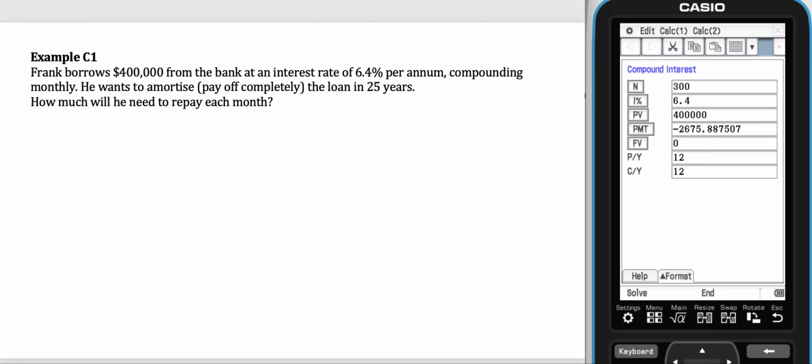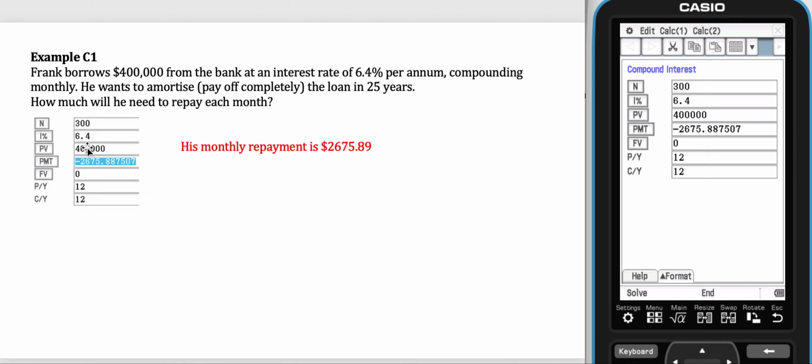All right, so just to summarize that, there's a copied version of all the inputs. And his monthly repayment, when we round it to the nearest cent, is $2,675.89. Even though it comes up as a negative number in Finance Solver, we just give our answer as a positive number. His payment is that much money. And as always, if your answer's money and there's no other instruction about rounding, then always just go to the nearest cent. So 2 decimal places there.